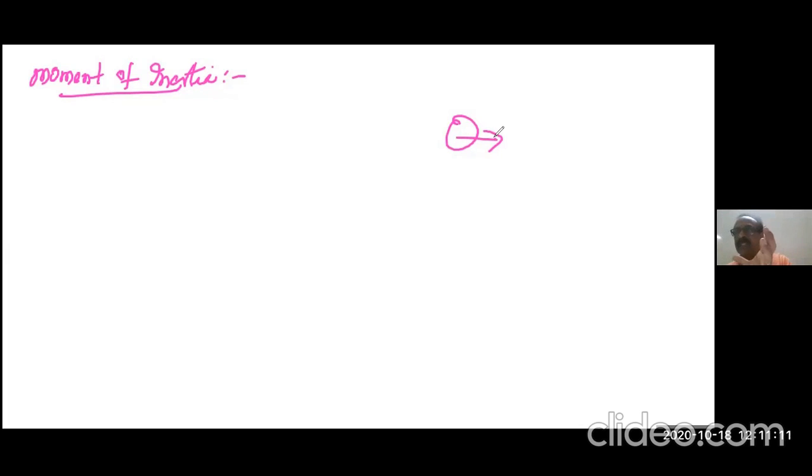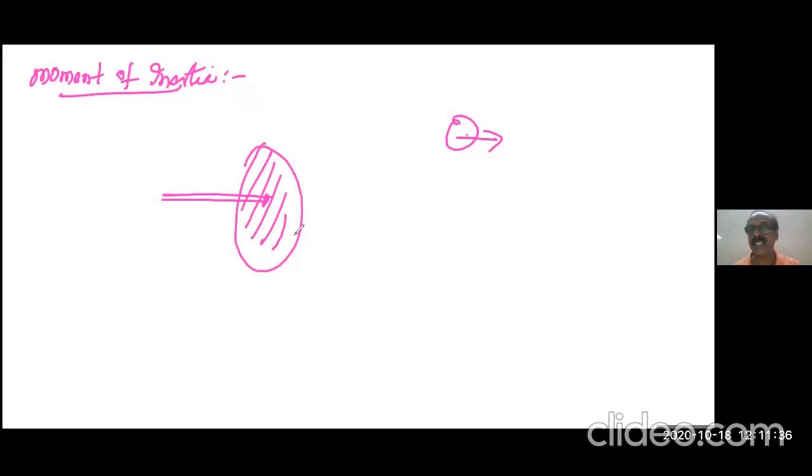Moment of inertia means the inertia of a rotating body. Just imagine Earth is rotating. Earth has a very high moment of inertia. So the moment of inertia of a rotating body does not depend just on mass, it also depends on mass distribution. For example, you take an axis like this and take a metal disc, 10 kilo, and just rotate it. You can see it will rotate and stop after some time.